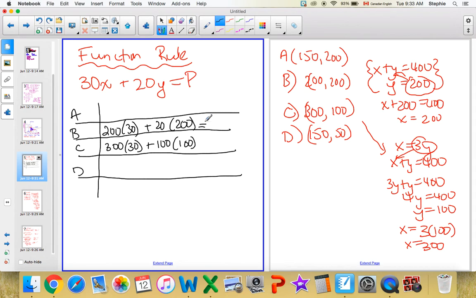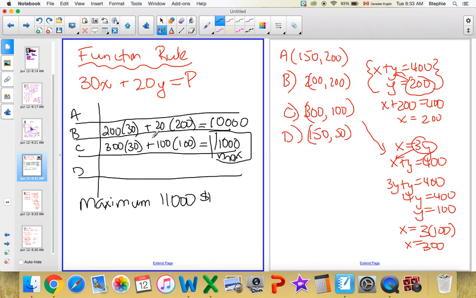And the maximum is going to be, so if I calculate the 200 and the 200, I get 10,000. And if I do this one, I get 11,000. So for you to get your marks, you need to indicate that this is your maximum. And there's your answer. So the maximum profit is $11,000. Okay, so that's pretty much a recap of that optimization problem from beginning to end.